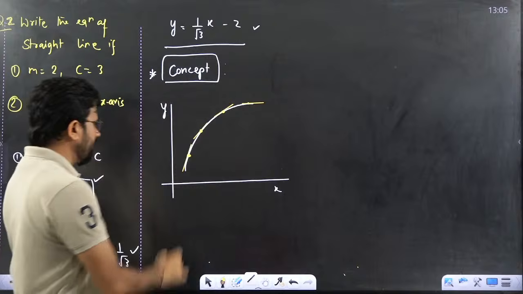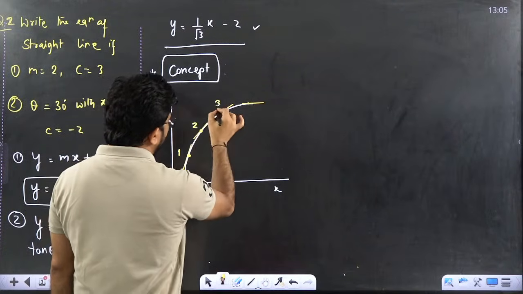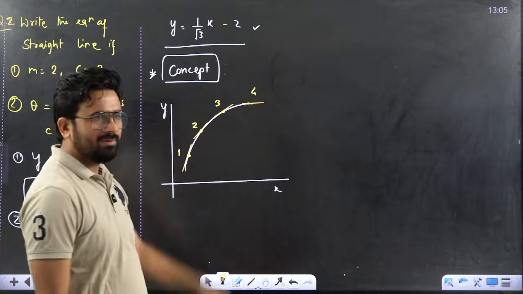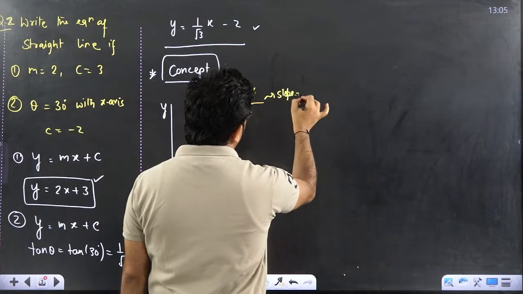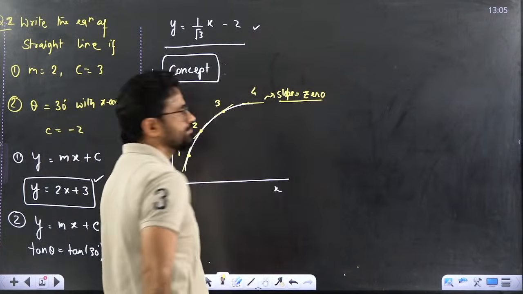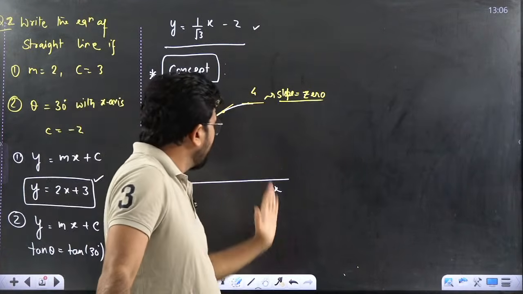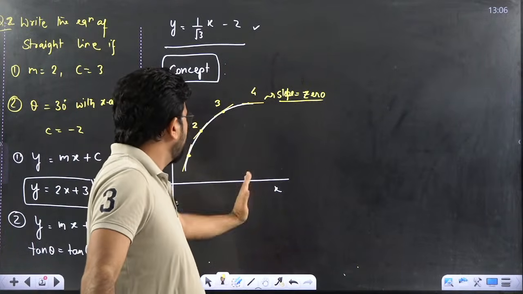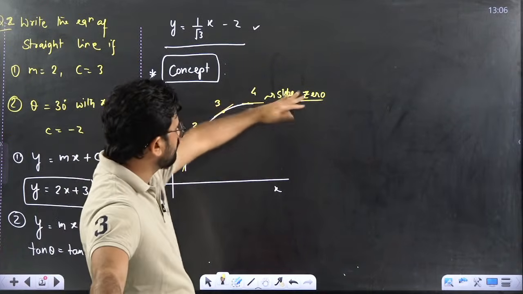Now see this line, the first line. This is the first one, this is the second one, this is the third one, this is the fourth one. Directly you can say, sir, the fourth is parallel to the x-axis, so its slope is 0. Clear? I told you, parallel to the x-axis, slope 0. Perpendicular to the x-axis, that slope is infinity. Or you can say parallel to the y-axis, that slope is infinity. But this is parallel to the x-axis, slope is 0.